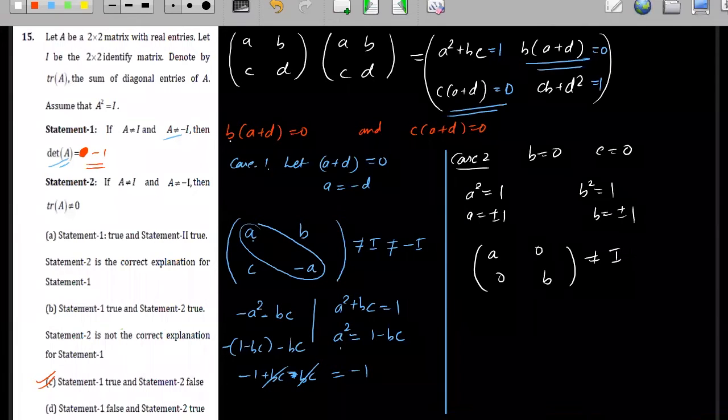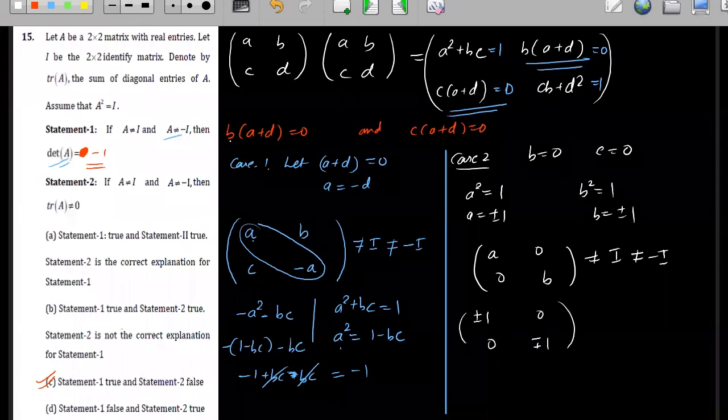This cannot be equal to identity, and this cannot be equal to minus identity. That means a and d should be of opposite sign. If a is plus 1, d has to be minus 1. If a is minus 1, d has to be plus 1. So I can write plus minus 1, minus plus 1 on the diagonal, with zeros elsewhere. Sorry, this will be the matrix, and this is d square. D square is equal to minus 1. So if it is plus 1, here it will be minus 1, and vice versa.